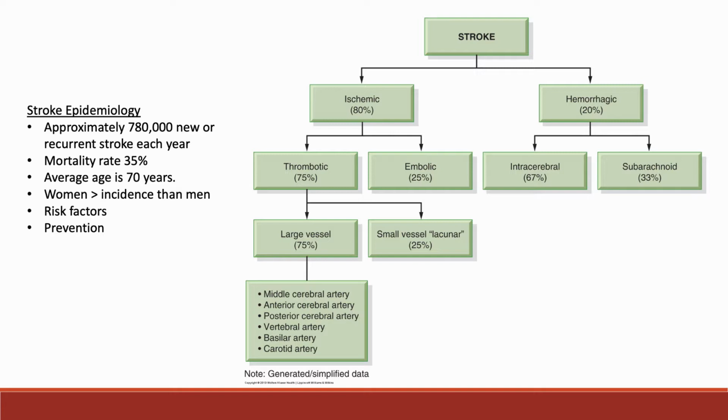Thrombotic strokes, where a thrombus forms in a vessel, happen more frequently, about 75% of the time. And when we see it, we usually see it in the middle cerebral artery distribution, but we also see it in these other distributions as well. So just bear that in mind. Hemorrhagic stroke tends to be intracerebral oftentimes, but subarachnoid hemorrhage can happen about a third of the time.